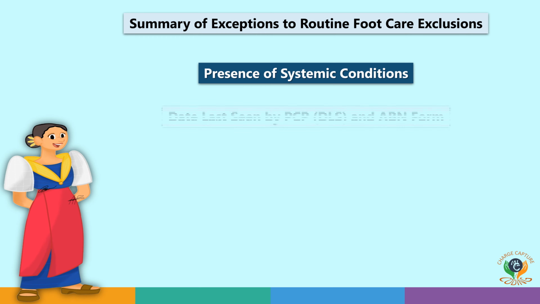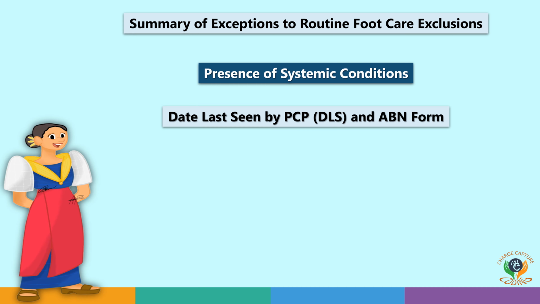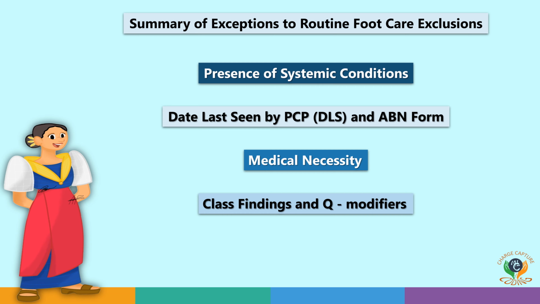Second, indicate the date when the patient was last seen by his primary care physician. Must be a doctor of medicine or a doctor of osteopathic medicine. Third, medical necessity. Your indications must be, for example, mycotic nails, warts, ulcers, wounds, or infections. These are indications acceptable according to CMS. And lastly, ensure that the class findings and Q modifier are included in your documentation.